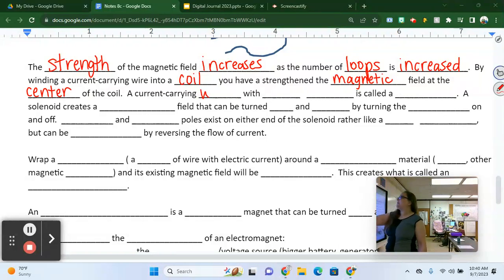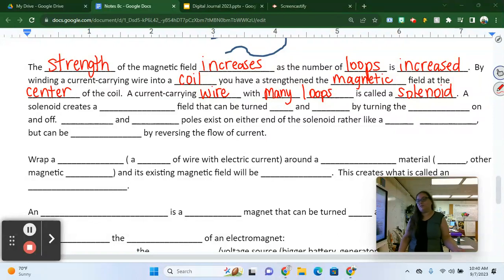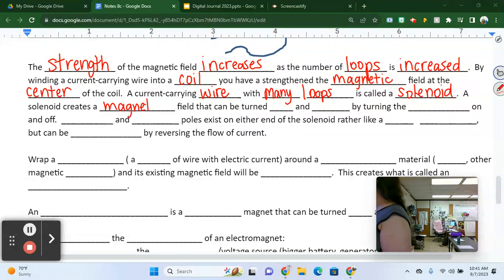A current carrying wire with many loops is called a solenoid. And that's just a fancy word for a loop of wire that carries electricity. The solenoid creates a magnetic field that can be turned on and off by turning the electricity on and off.